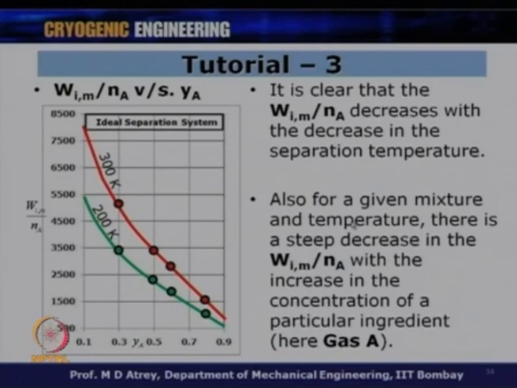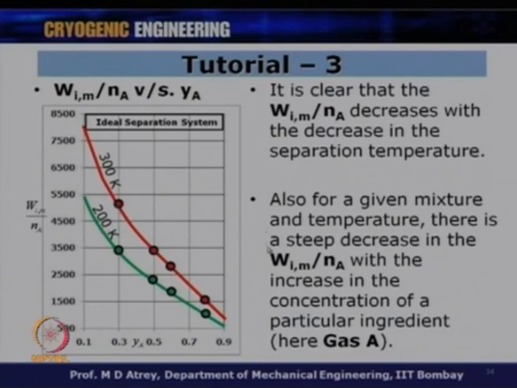Also, for a given mixture and temperature, there is a steep decrease in Wm upon Na with the increase in the concentration of a particular ingredient. That is, as you go on increasing the Ya value, or as you go on increasing the concentration of gas A in a mixture, Wm upon Na is going to be decreasing, because naturally, if you see mathematically, the denominator goes on increasing, and therefore Wm upon Na will start decreasing as you go with the increase in the value of Ya. Similar thing will happen even if the temperature is lowered from 300 Kelvin to 200 Kelvin.